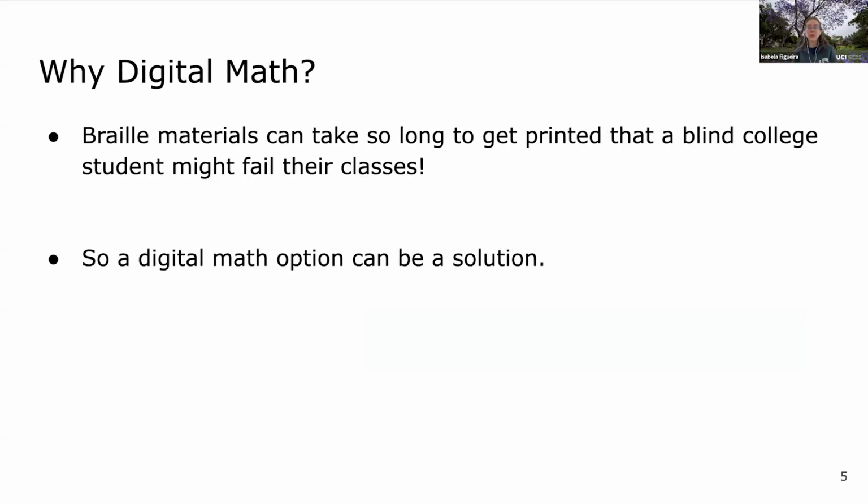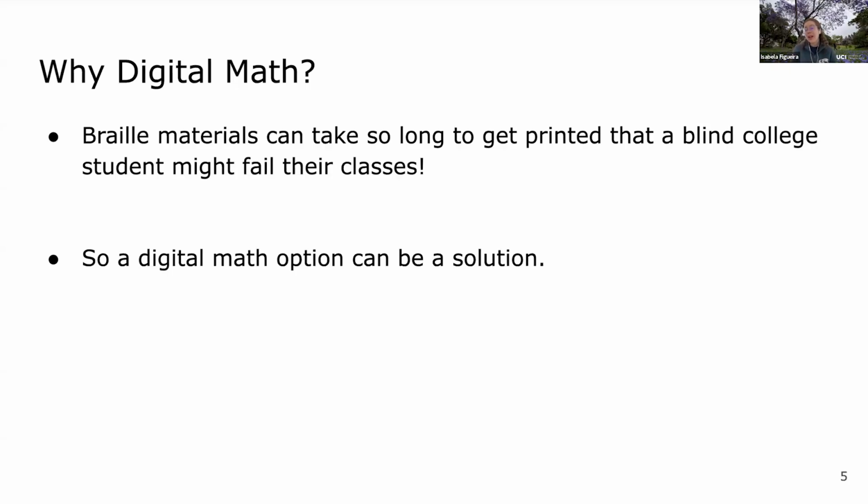So why are we talking about digital math in the first place? We've been learning in my research that blind screen reader users in higher level math courses in college sometimes find themselves at a crossroads when it comes to accessing their math materials like textbooks. Braille is typically their tried and true math format, but in college, materials can take so long to get printed that students might fail their classes.